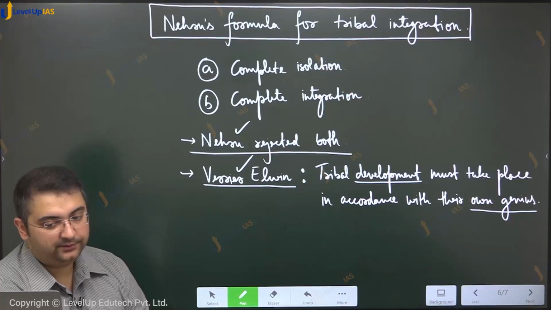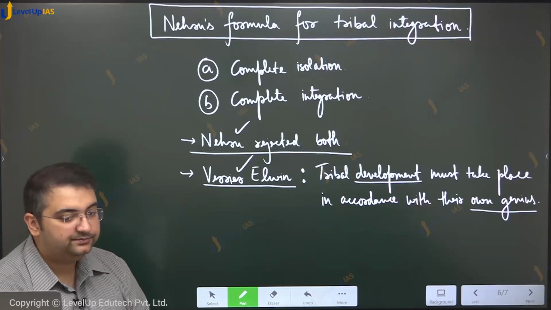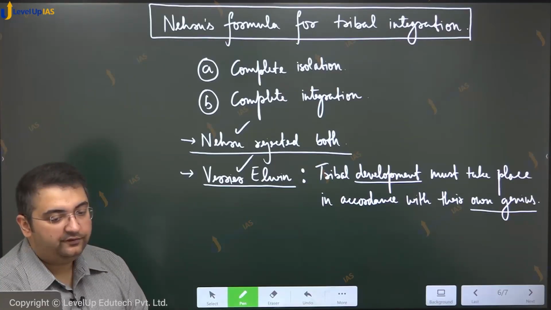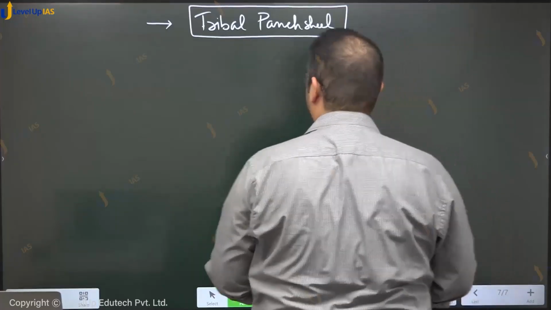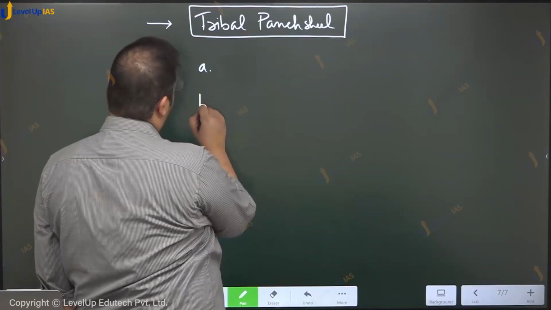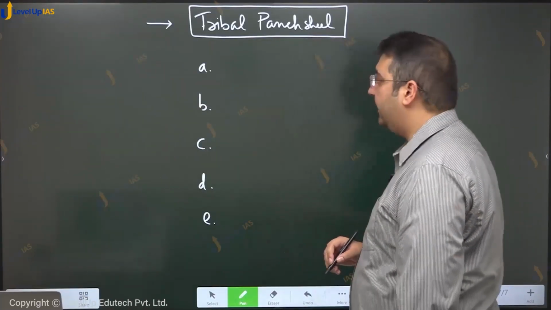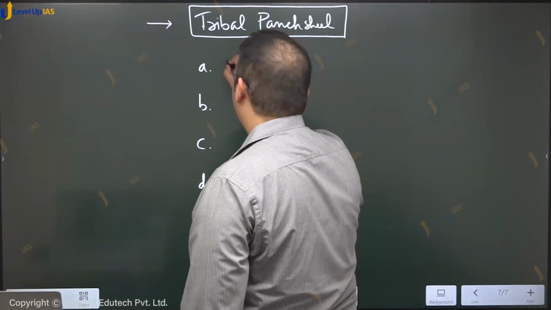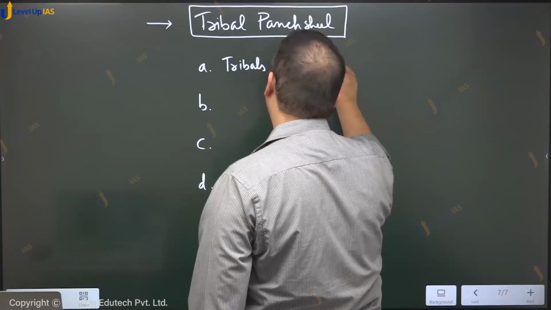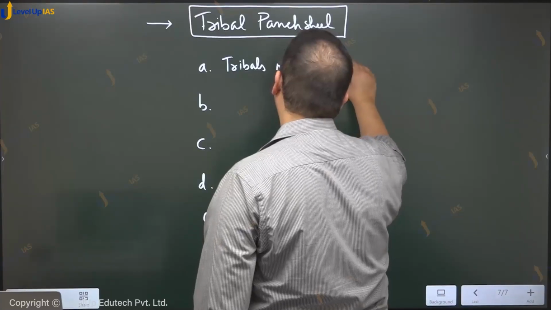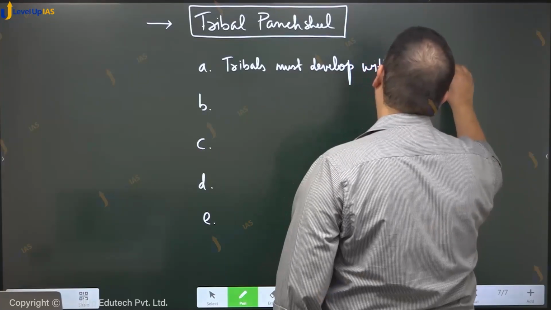So, next point. The five principles of tribal Panchsheel are as follows. A, that tribals must develop with their own genius.